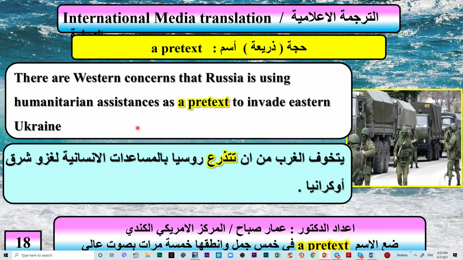Yes, Elif. Okay, just wait a little, Lamia. Elif: There are Western concerns that Russia is using humanitarian assistance as a pretext to invade Eastern Ukraine. Yes, thank you very much, Lamia.